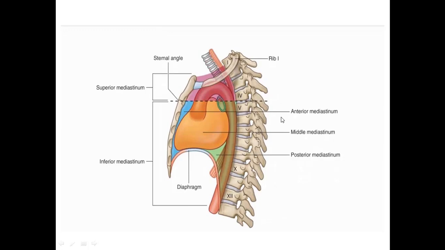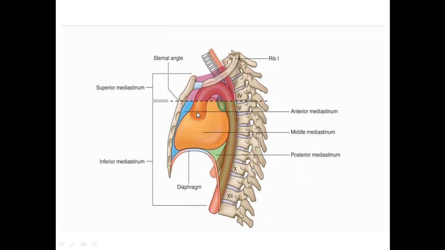Okay, so we see here the mediastinum. The mediastinum is divided, as we all know, into the superior and the inferior parts. The line that separates both of them starts from the sternal angle, also called the Lewis angle, to the lower border of the T4 vertebra, and it separates the superior from the inferior mediastinum.